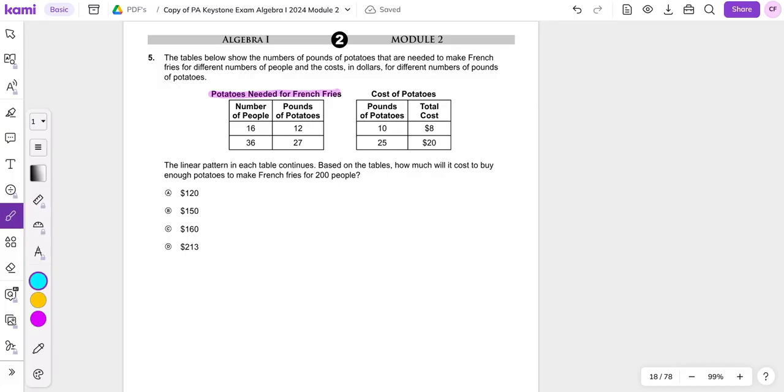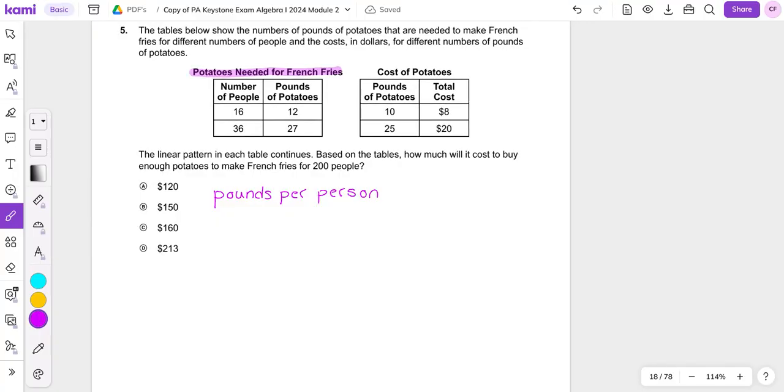And we are going to try to calculate what is the pounds per person. So pounds, you can use LBS. I'm not using that because sometimes L's look like ones, but pounds per person, per one person, the unit rate. And to calculate this, we can use either one of the information, either line. I'm going to use this top line here. 16 people is 12 pounds.